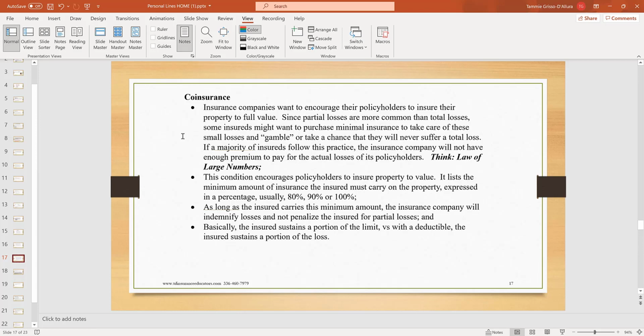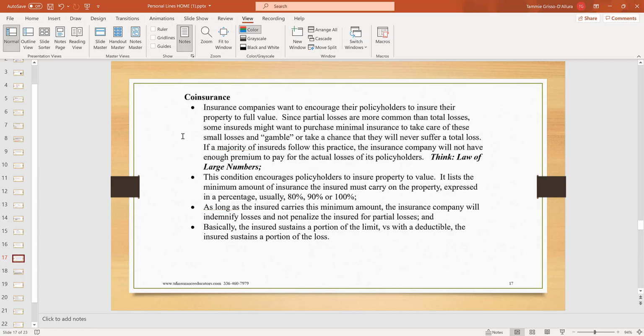But pretty much your premiums are always going to go up because we're all contributing into each other's losses. So insurance companies, which are very actuary driven, have to have enough premiums to pay out everybody's losses. And this is the law of large numbers. So what they do is they say, okay, we want you to carry at least 80% of value or 90%, which is basically a compromise. Instead of 100,000, they're letting you carry 80,000.